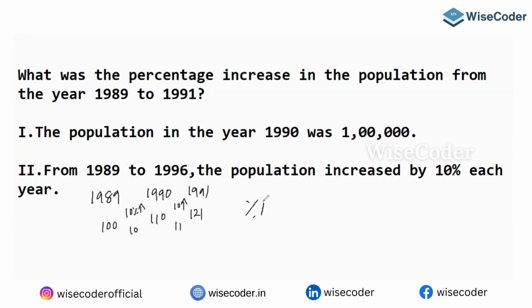What is the percentage increase? Quantity increased from 100 to 121. 21 got increased. Increase divided by original quantity, into 100. How much are you getting? 21%. So the percentage increase is 21. By using the second statement alone, I am able to answer my question. Of course, yes. No need of calculating till 1996, I only want 1989 to 1991. So choice 2.